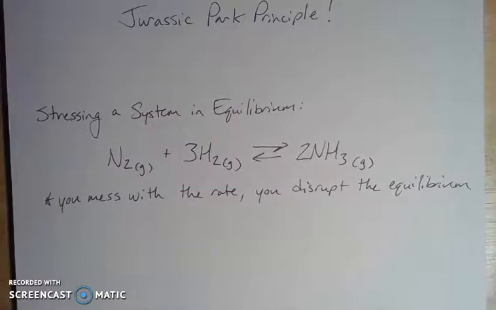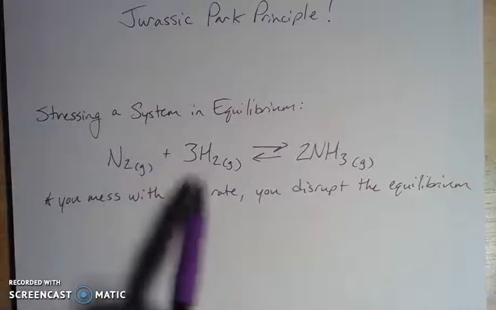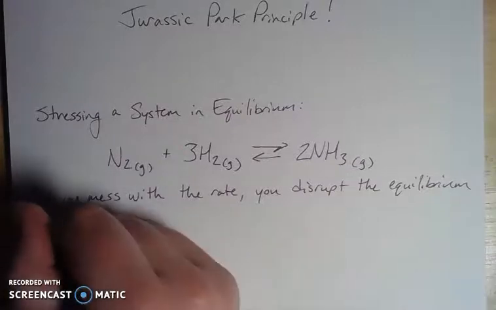So let's think about what we could do. Well, we said anything that's going to mess with the rate is going to be something that messes with the collision of the particles. That comes from collision theory, right? So anything that increases the collisions with my reactants or with my products in one direction or the other is going to disrupt my equilibrium. So let's talk about concentration first.